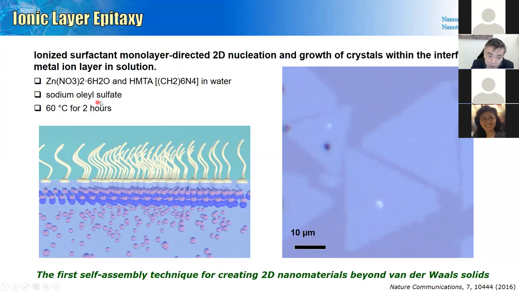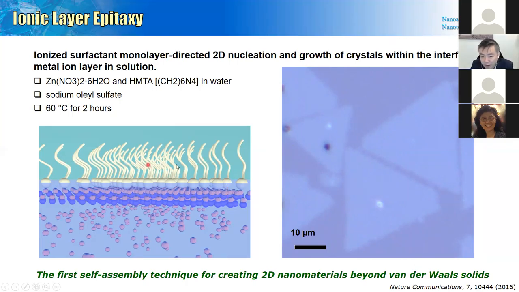The difference is the tail, the organic tail is rather long compared to the SDS. This one has 18 carbons in the chain. So this surfactant has very limited solubility in water. Therefore, they will not assemble inside the water but just on the water surface. So nothing will grow in the water, only at the water-air interface.